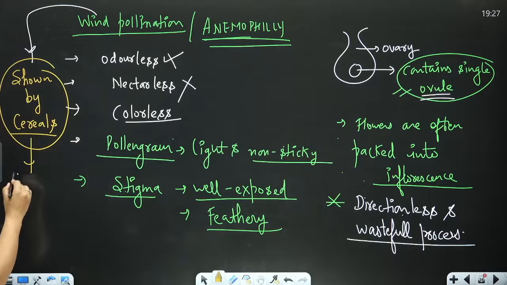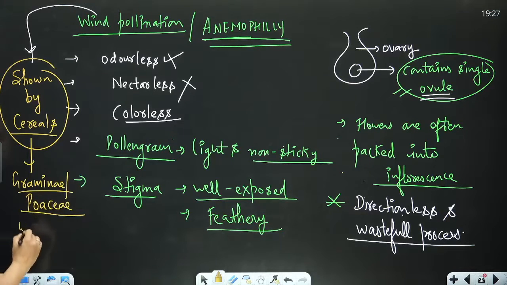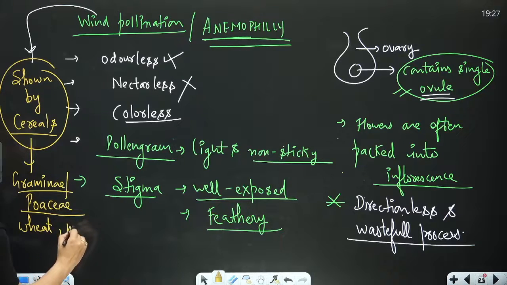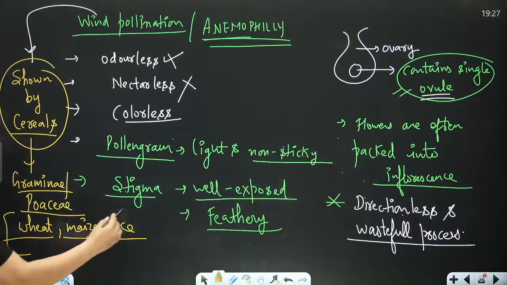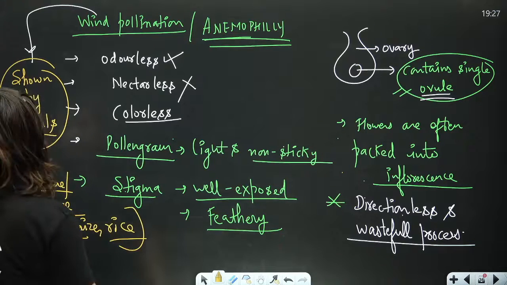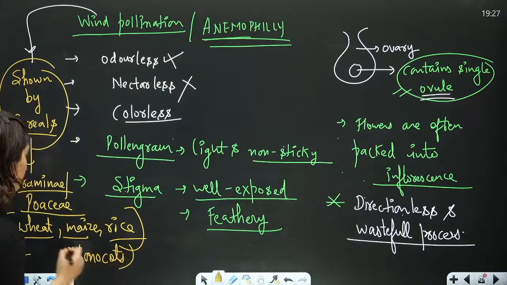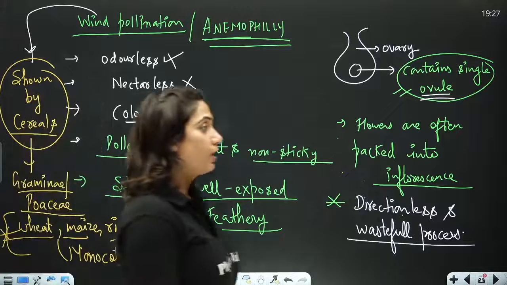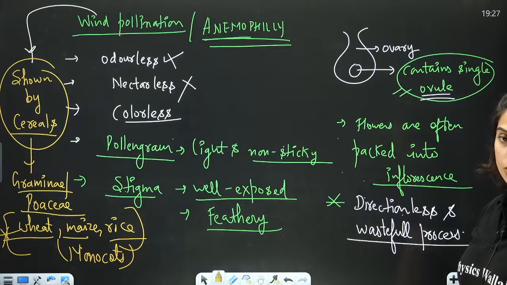Cereals. Cereals belong to which family? Gramineae, or Poaceae family. Wheat, maize, rice, right? These all are the members of the Gramineae family. In them, wind pollination will be seen. And that means wind pollination is seen in monocots. The members of the Gramineae family, all of them are monocots. Okay, this is important. So wind pollination is shown by the monocots, the cereals, the members of the Gramineae family, and these are the characteristics.